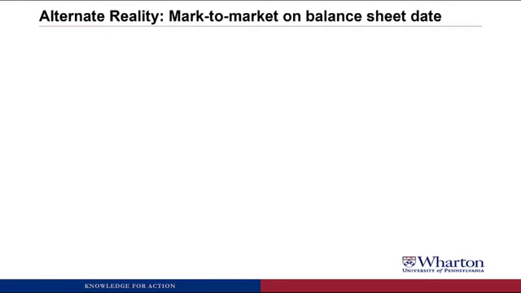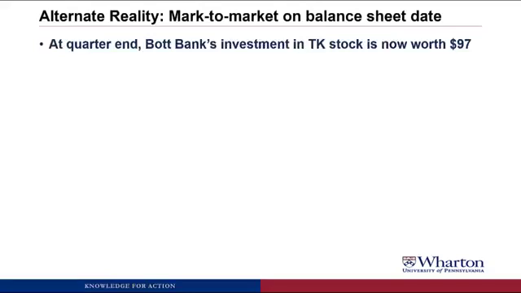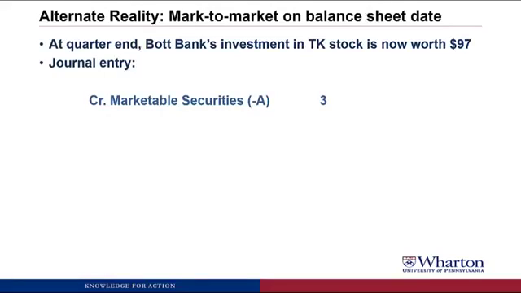Now, to get some more practice at this and to see what happens if you end up getting an unrealized loss, we're going to do an alternate reality version of the final part of the example. So we're going to go back to the mark-to-market on the balance sheet date, but instead of the TK stock going up to 103, in our alternate reality, at the quarter end, the investment in TK stock is now 97. So for the journal entry, we have to credit marketable securities by 3. Remember, we originally bought the marketable securities at 100. It's the balance sheet date. They're now worth 97. How do we get the asset account from 100 down to 97? We credit the account by 3.